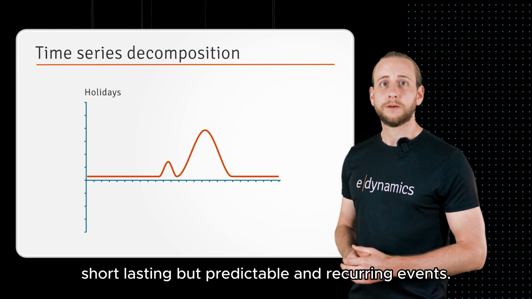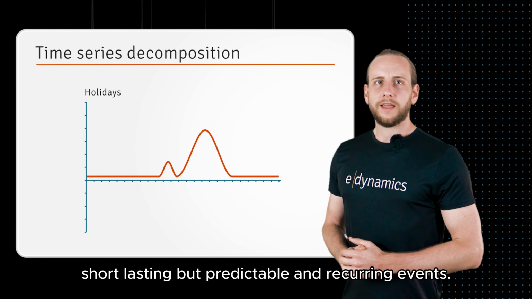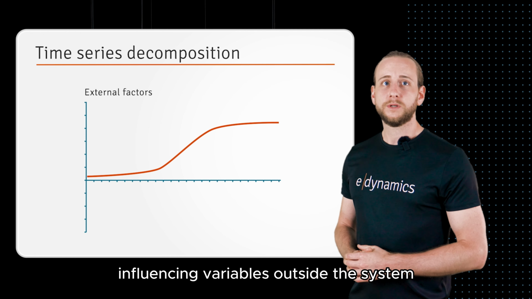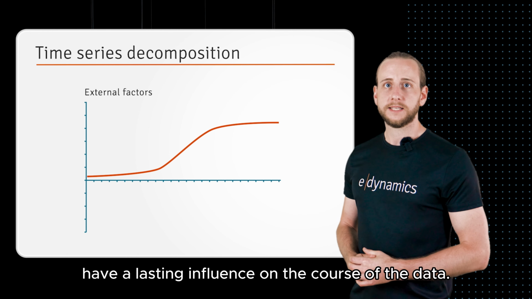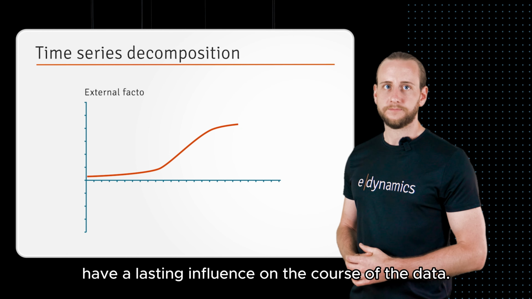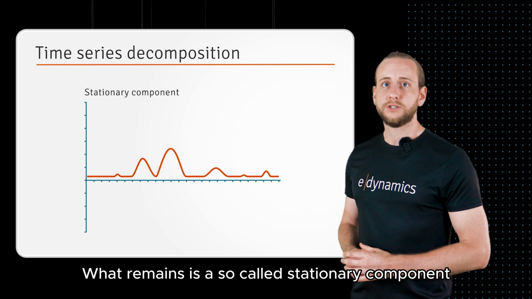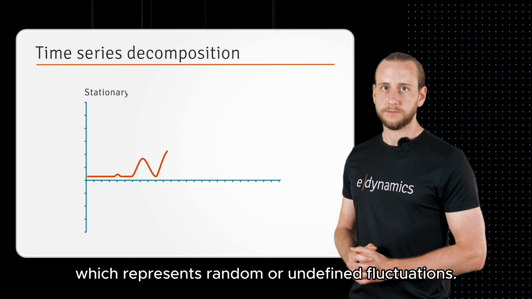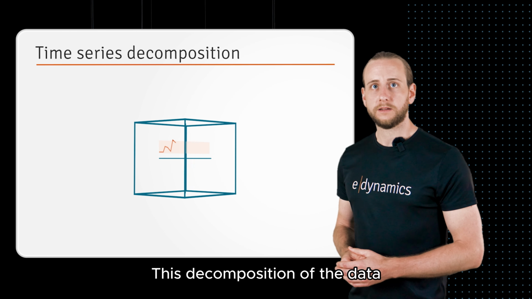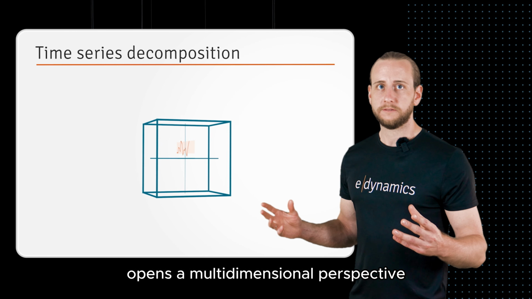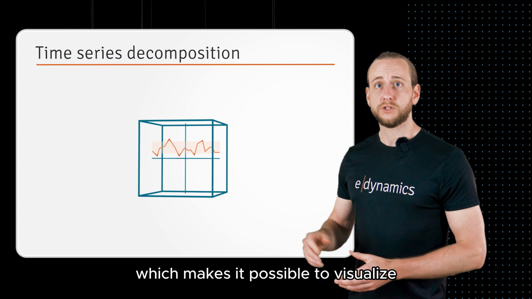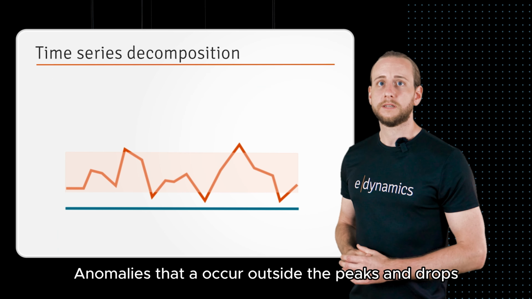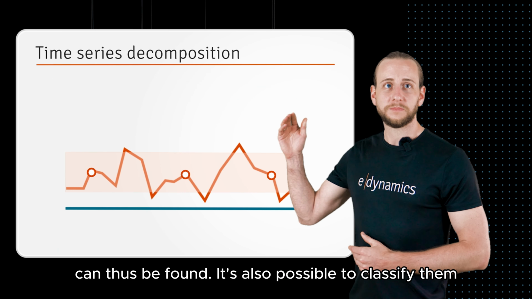Holidays, short-lasting but predictable and recurring events. And external factors, relevant influencing variables outside the system that nevertheless have a lasting influence on the course of the data. What remains is a so-called stationary component, which represents random or undefined fluctuations. This decomposition of the data opens a multidimensional perspective, which makes it possible to visualize and interpret unusual events. Anomalies that occur outside the peaks and drops can thus be found.